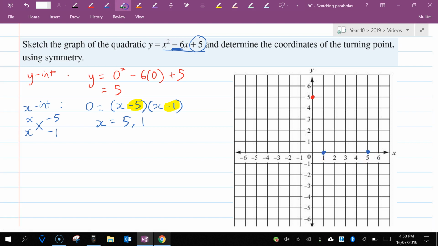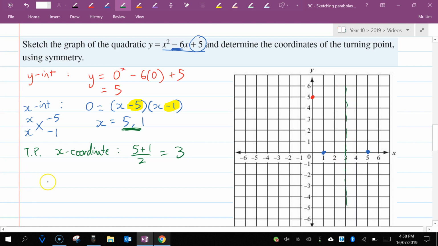To find the turning point, we use those two intercepts. The first thing we need to do is find the x-coordinate of the turning point. So the x-coordinate of the turning point is going to be halfway between the two x-intercepts. So 5 plus 1 divided by 2 is 3. So the x-coordinate is going to be 3 something. Okay, so it's going to fall somewhere along this line.